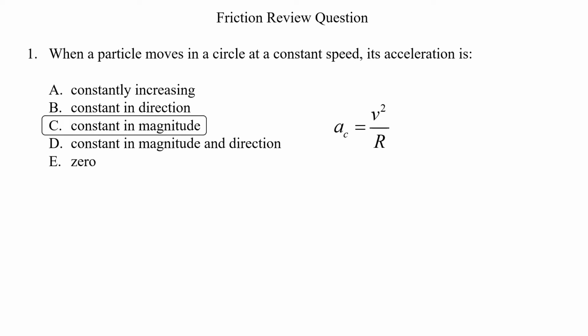Now, if you chose C, it would be correct. It is constant in magnitude. The centripetal acceleration is equal to v squared over r. So if our speed is constant, the magnitude of the centripetal acceleration is constant. It is not constant in direction. Now, it always points toward the center of the circle, but of course it's rotating around the circle, right? So it's not constant in direction.